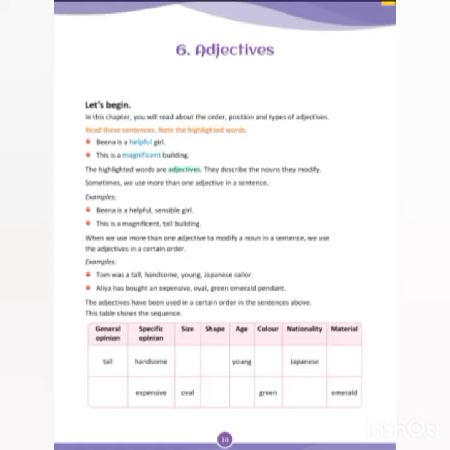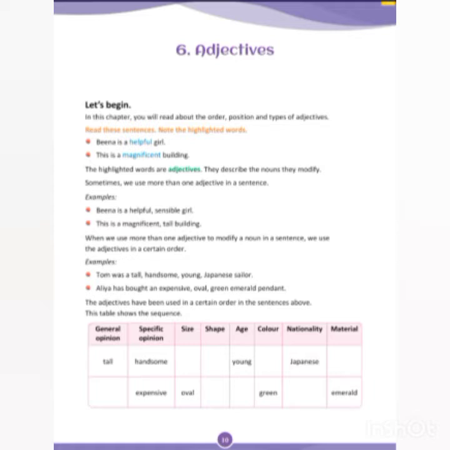Like, Tom was a tall, handsome, young Japanese sailor. Alia has bought an expensive oval green emerald pendant. So the adjectives have been used in a certain order in the sentences above. So here Tom and Alia, these both sentences have many adjectives, and how are they ordered? So we will see. First, the sequence is given here in this table.